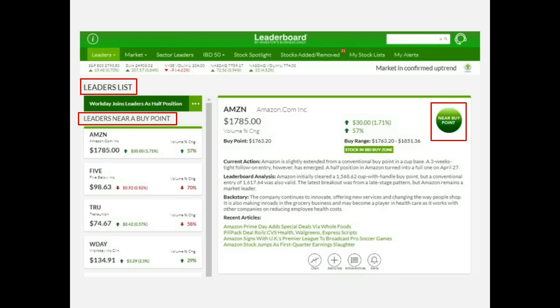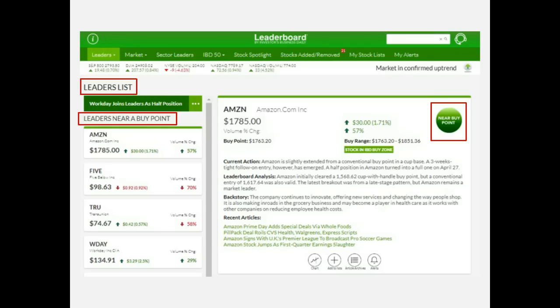And I just want to mention one more thing about the leaders near a buy point section. Just because a stock is in this area, leaders near a buy point, does not mean it is actionable now. There are some stocks that break out. They may fall in light volume and maybe come back to the buy point and actually fall below the buy point. In that case, we really want to wait and see the stock retake the entry. So just because a stock is in the leaders near a buy point section doesn't mean it's actionable. It just means it's within 5% of a buy point, either on the upside or the downside.